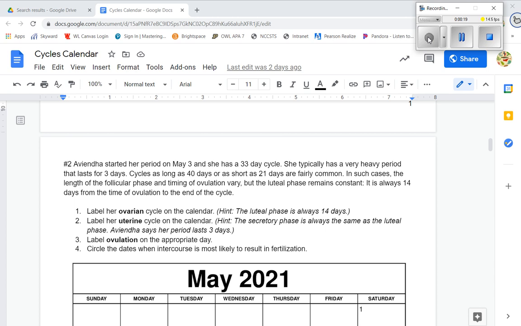In such cases, the length of the follicular phase and timing of ovulation vary, but the luteal phase remains constant. It is always 14 days from the time of ovulation to the end of the cycle. So we're doing the same thing as before, but this is a little bit more of a realistic scenario because not all women have 28-day cycles, and we don't normally start on the first of the month, so we kind of have to take all of this into consideration.